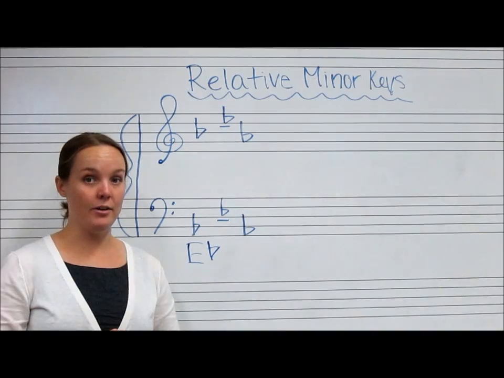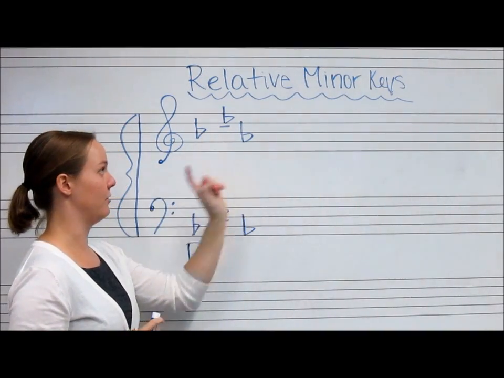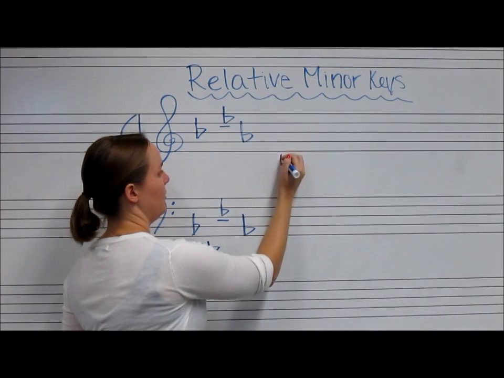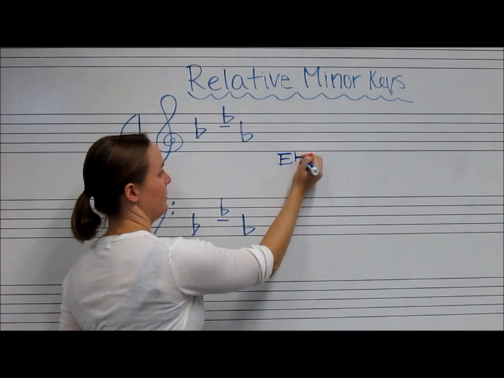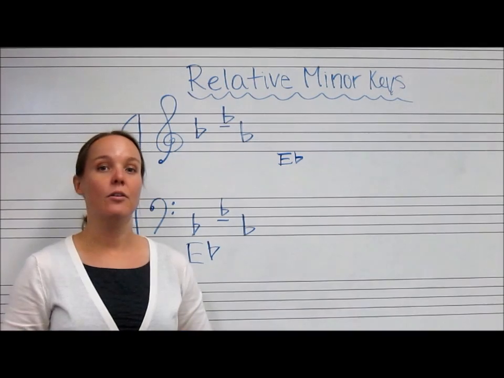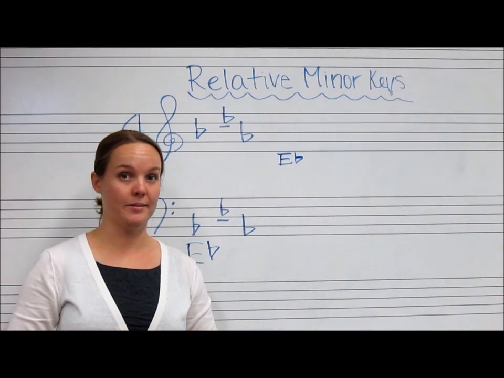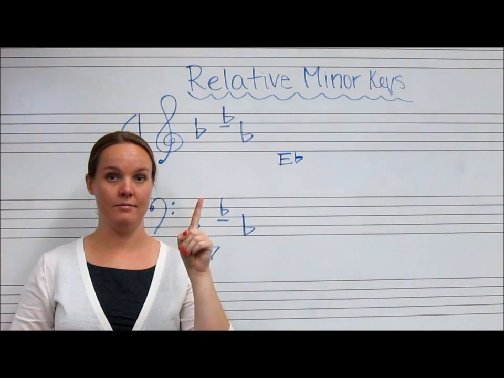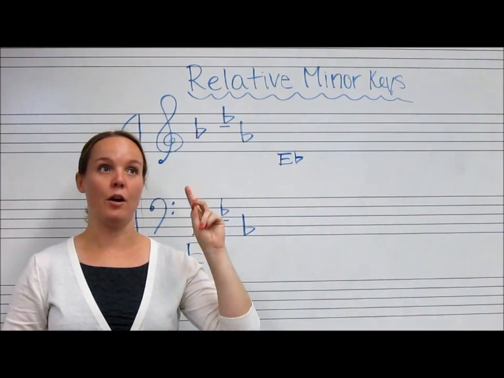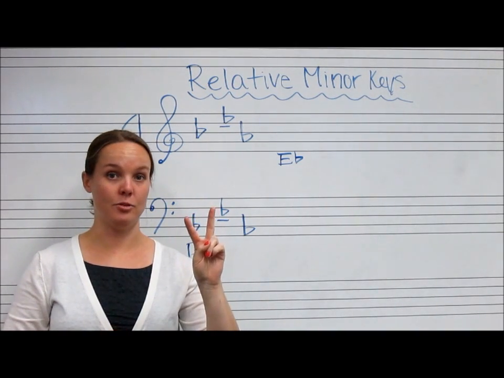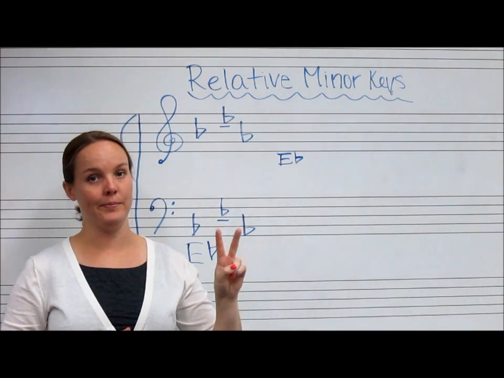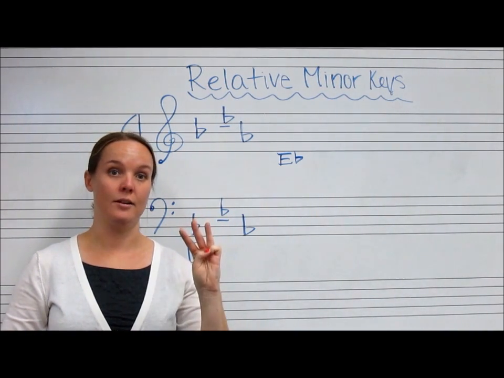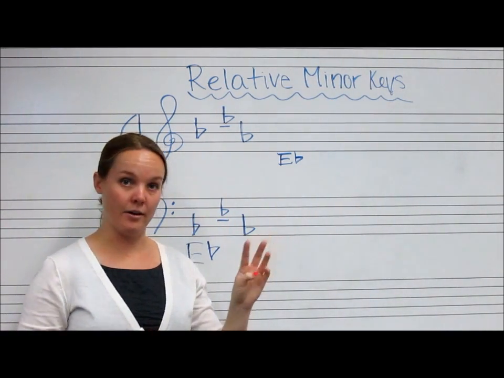Now there's also a minor key that uses the same combination of flats. To figure that out, we're going to take our E flat and think down 3 half steps. From E flat down a half step to D is 1. From D down a half step to D flat is 2. And from D flat down a half step to C is 3. So C is the note that we ended on.